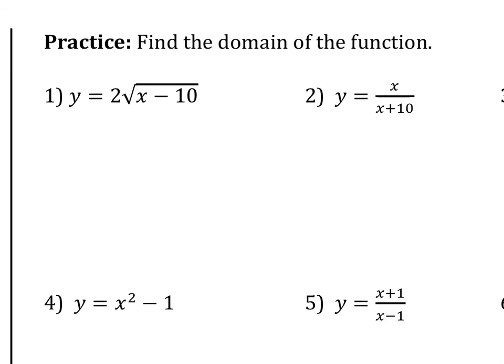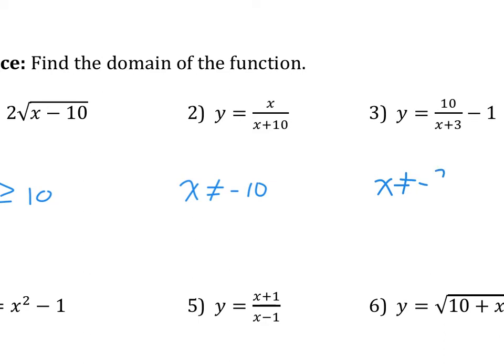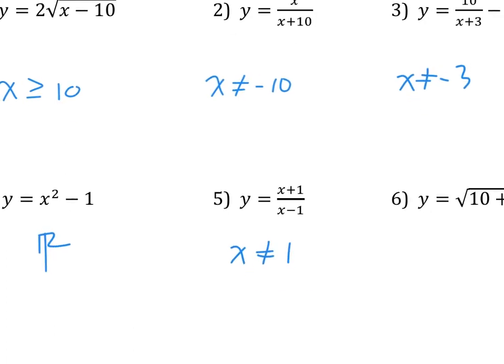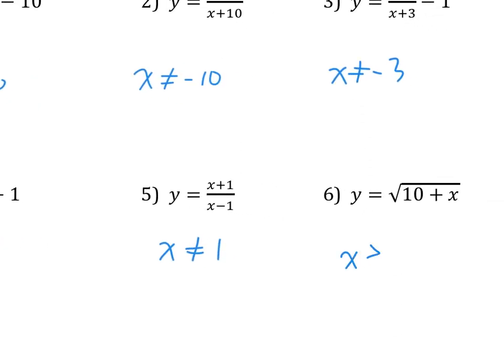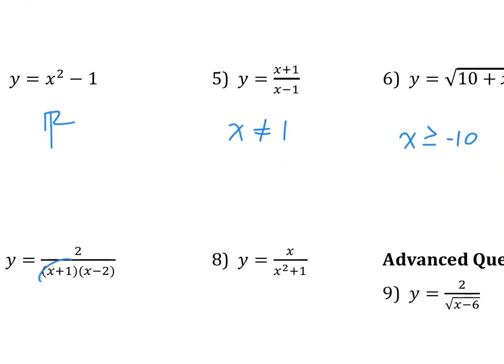Okay, number 1, 2, 3, pretty much everybody's got, right? So x greater than or equal to 10. Number 2 is x is not equal to negative 10. Number 3 is x is not equal to negative 3. Number 4, it's all real numbers. There is no denominator or square roots. Number 5, there is only one denominator, so not 1. Number 6 is x greater than or equal to negative 10. Number 7, whatever makes the denominator 0, there are 2 of them, so x can't equal either one.